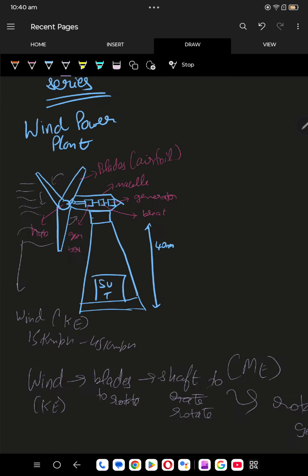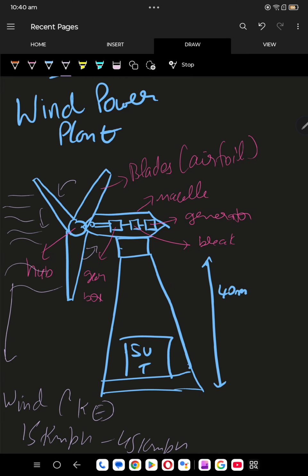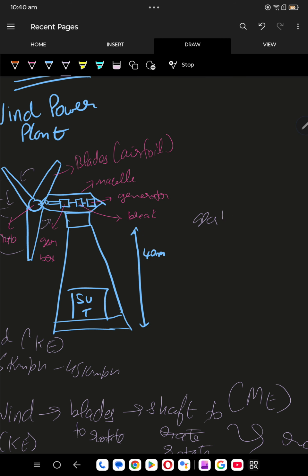Then you might have noticed I have not explained the gearbox and brake. So let me explain that. The function of the gearbox is, the gearbox will increase the rotation speed of the shaft.